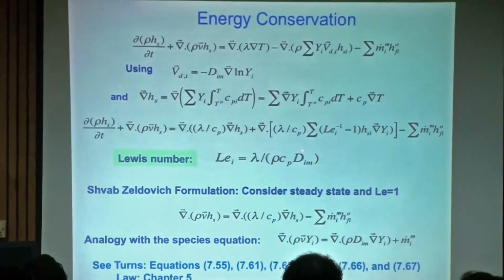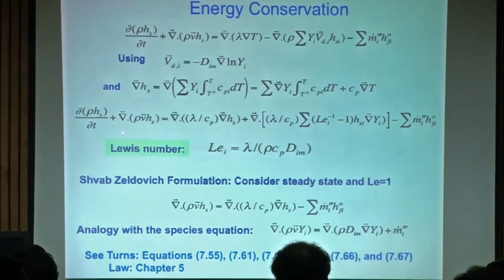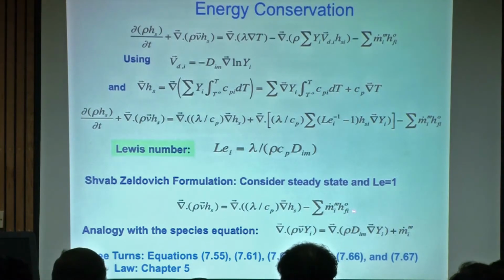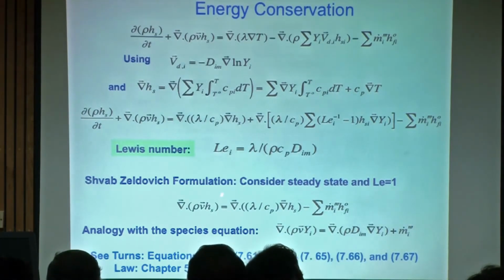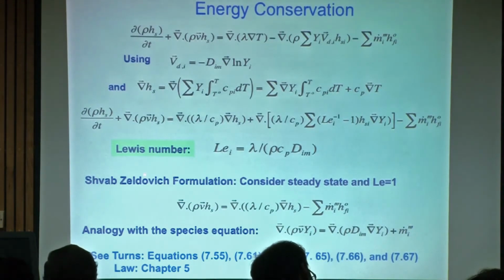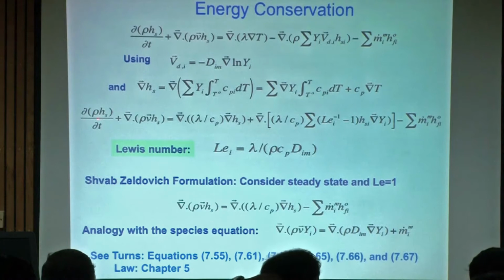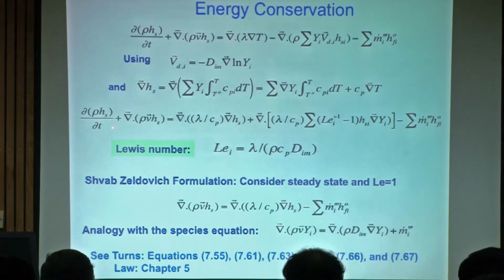So let me just mention, because you will be looking at the slides: if the Lewis number is 1, then this term will drop out. And if it is steady flow, then this is known as the Shvab-Zeldovich formulation. Zeldovich was a well-known physicist, a combustion scientist from the Soviet Union. So he got this equation first. Basically, it's coming from here with Lewis number equal to 1 and steady flow.